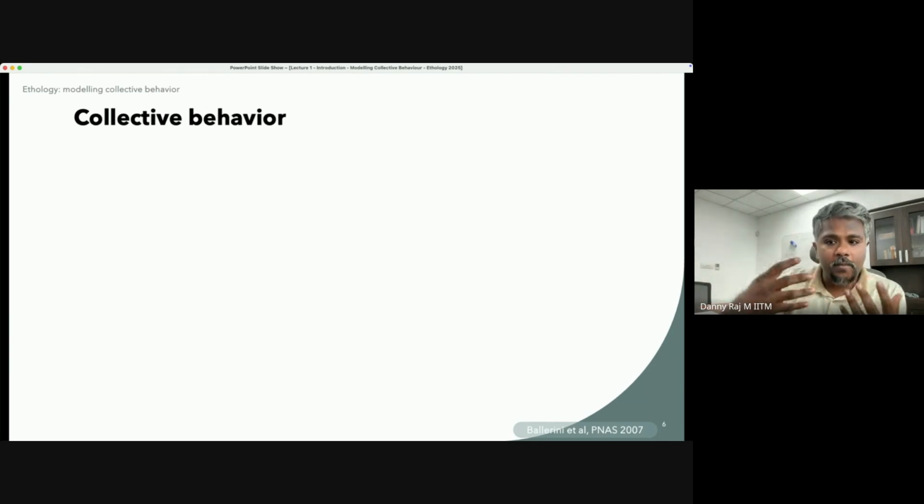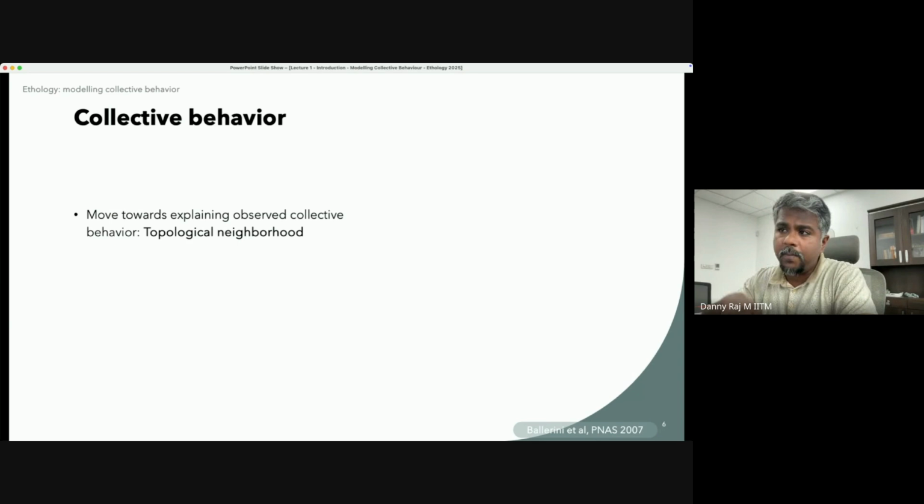Continuing from yesterday's talk, ethology has become quantitative. So when you can take such data out of real animals and so on, how do you build models that capture these phenomena in the most realistic of settings? One of the works as people started to move towards explaining collective behavior was where they found out that the neighborhood an agent interacts with is actually topological, not metric. I'll explain what that means.